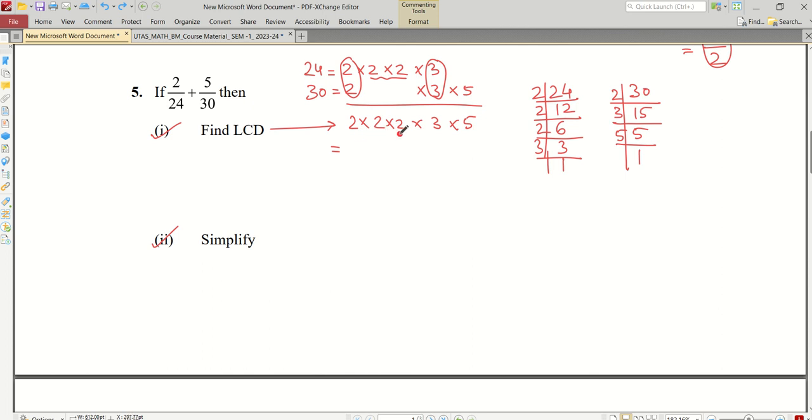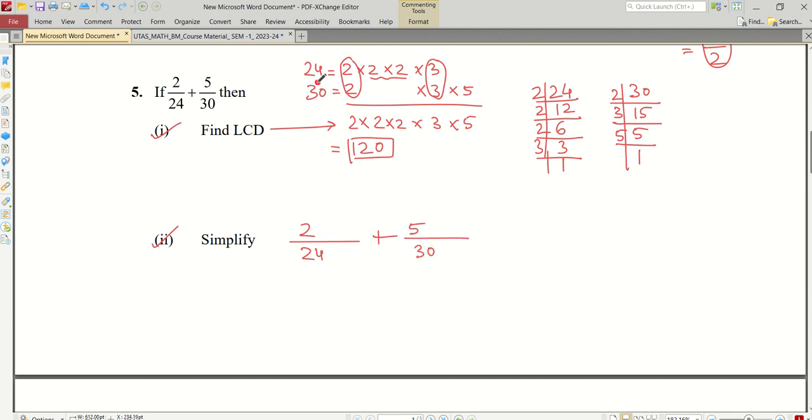2 times 2 is 4, 4 times 2 is 8, 8 times 3 is 24, 24 times 5 is 120. So 120 is the LCD for this problem. Please remember, this is the LCD. Now we need to simplify it. 2 divided by 24 plus 5 divided by 30. Now what do we need to multiply?